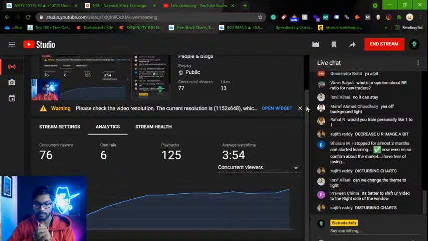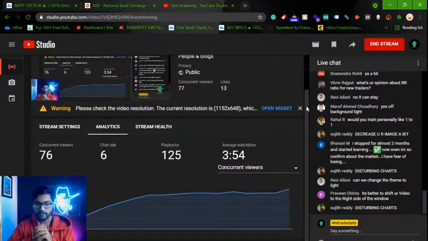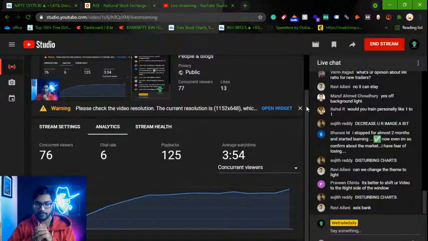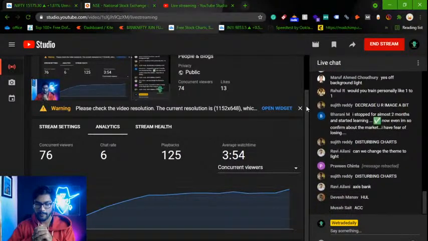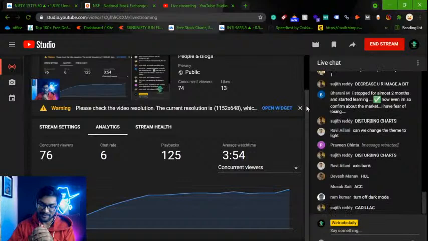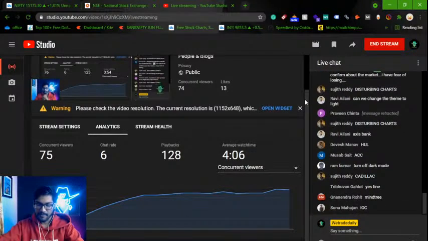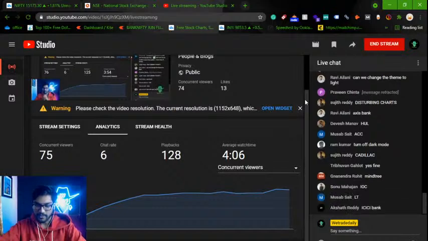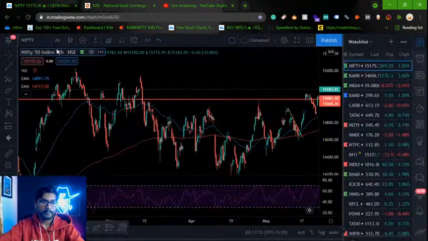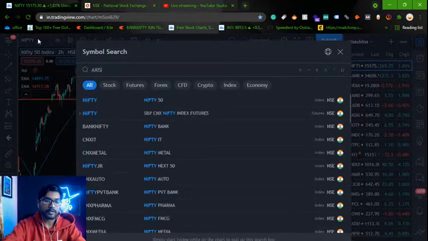Disturbing charts? What do you mean by that? That's a lot of stock names, guys. I want to pick a common one. Okay, the first thing I saw was Axis Bank, so let's go with that. We'll look into the other things, don't worry.